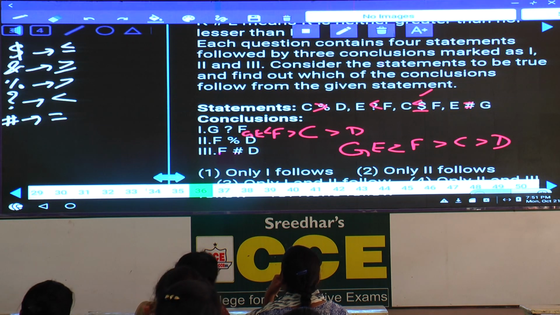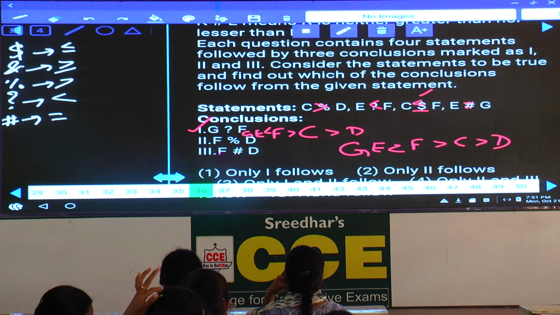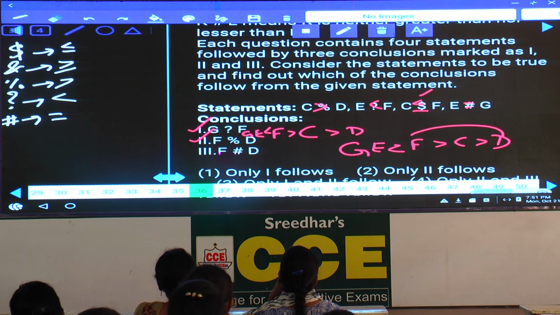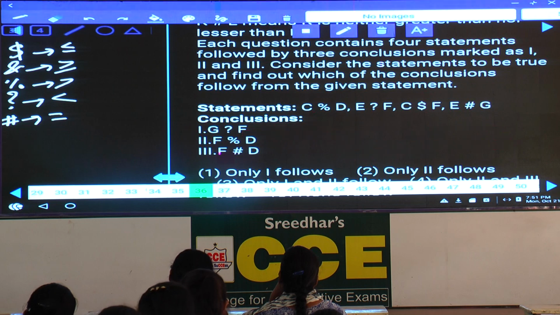Then what is the first conclusion we have? Question mark: G lesser than F. G lesser than F is definitely true. Next one percentage: F greater than D. F greater than D is also definitely true. And F equals to D, that is false. Hence only 1 and 2 are true. 1 and 2, that is choice 3.